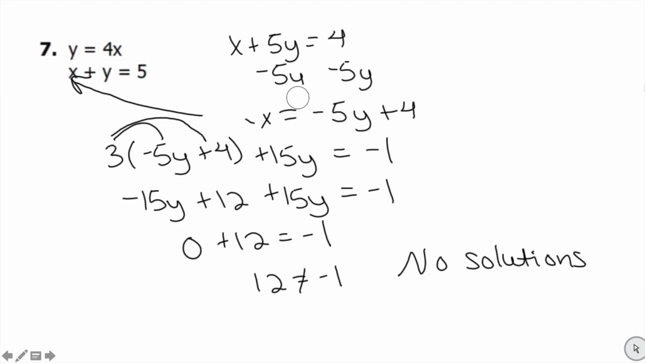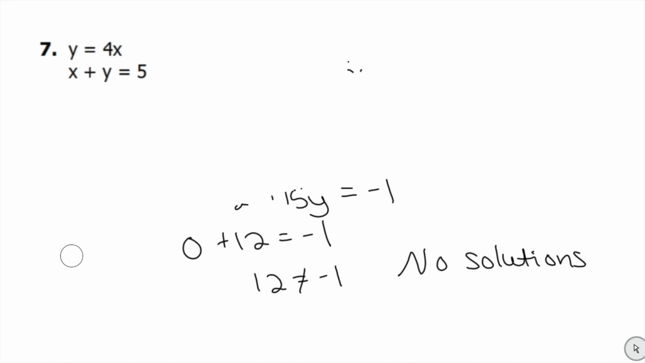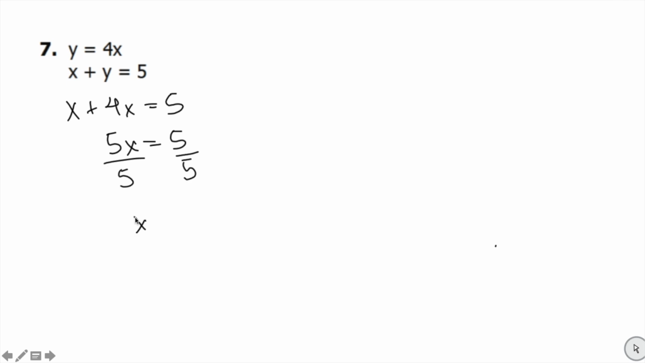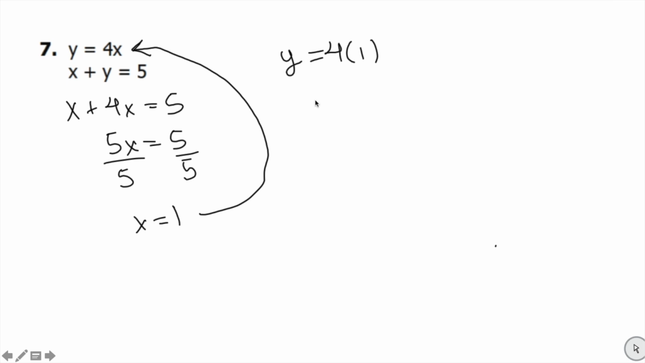All right, number 7. All right, so y is already by itself. So we're going to take this 4x, plug it in here. Turns into 5x equals 5. Divide by 5. X equals 1. Let me erase that. Should be a 1, not a negative 1. Take this, plug it back in. So 4 times 1 is just 4. So x is 1, y is 4, and you're done.